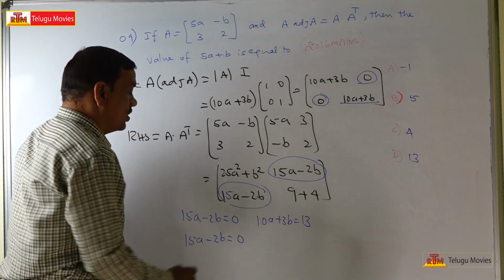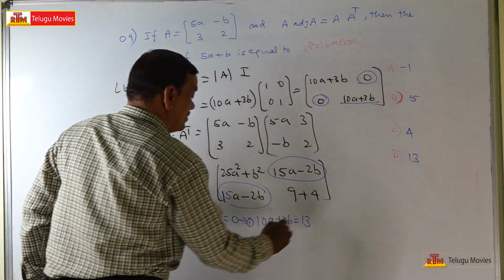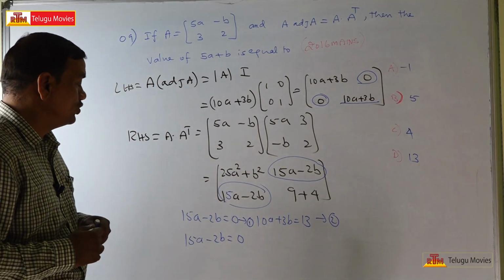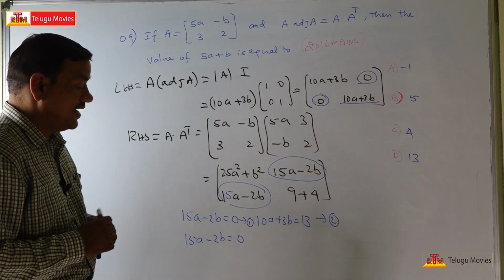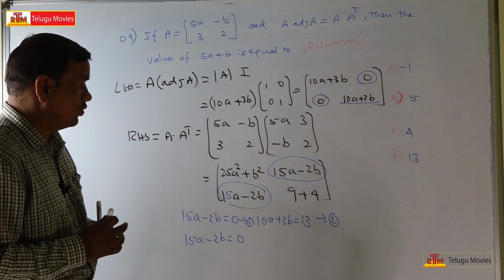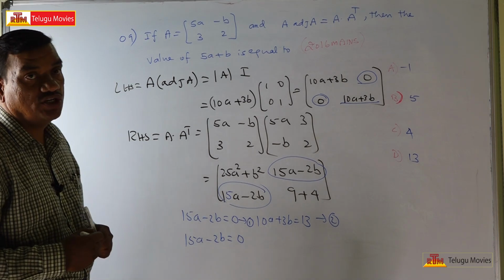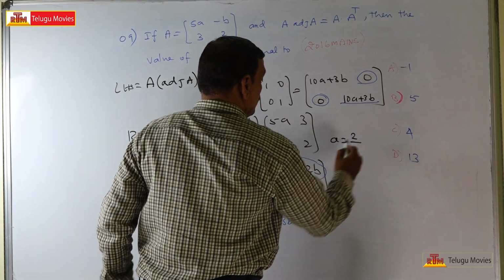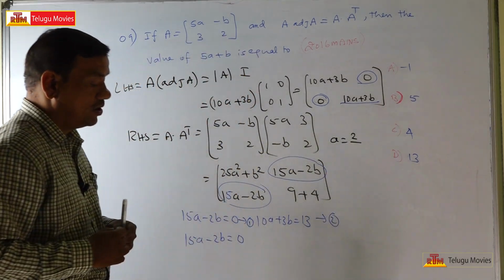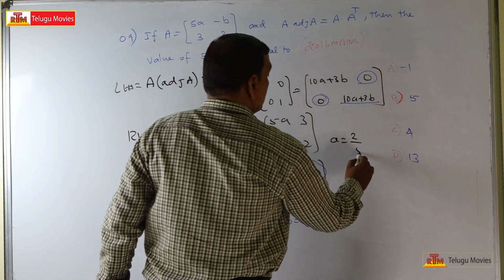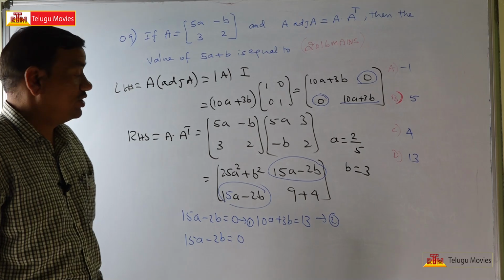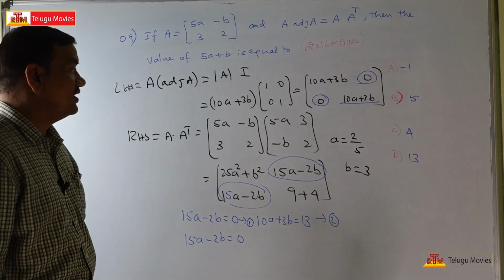Okay now, you call this the first equation and this the second equation. So 15A minus 2B is equal to 0, and 10A plus 3B is equal to 13. Upon solving these two equations, you will get A value equal to 2 by 5 and B value equal to 3. Solve these two equations, you will get it easily.